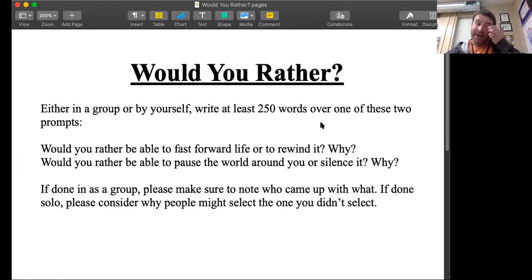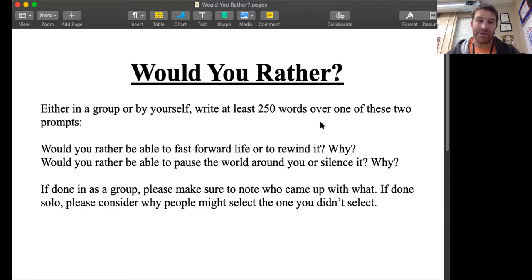So here's the assignment for the day. Would you rather? So either in a group or by yourself, technically, I guess you could do a shared Google thing if you want to, as a virtual student. You need to write at least 250 words over one of these two prompts. So you're going to select only one of these two. First one, would you rather be able to fast forward life or rewind it? Why? And would you rather be able to pause the world around you or silence it? Why? So would you rather have a pause button or a mute button, or a fast forward or a rewind button? And then explain why.